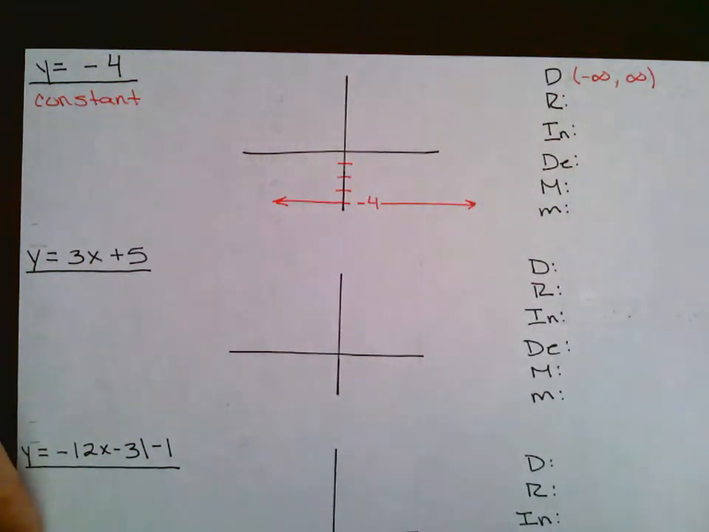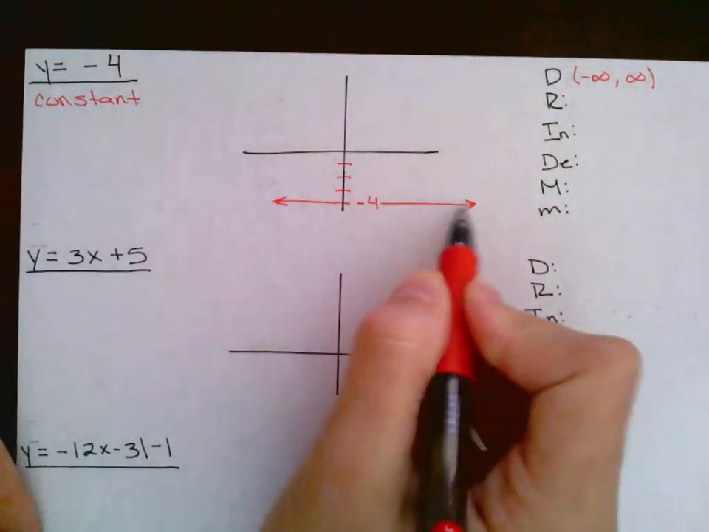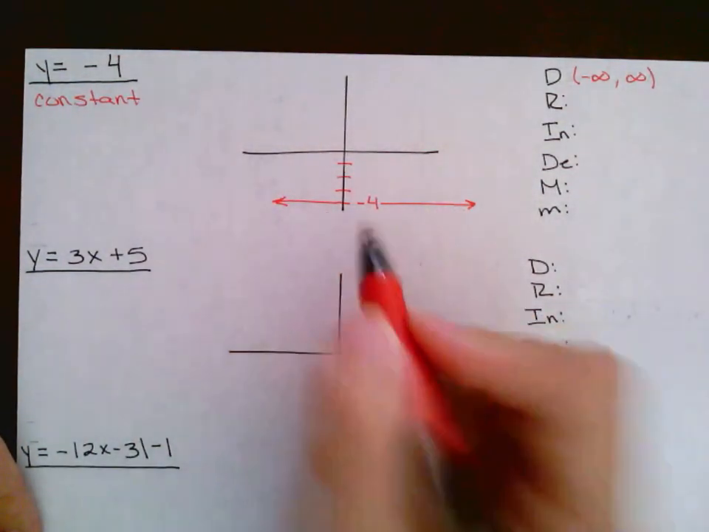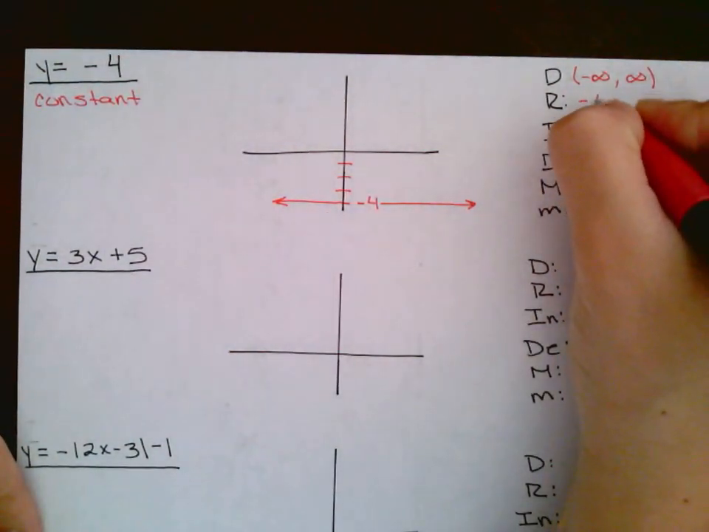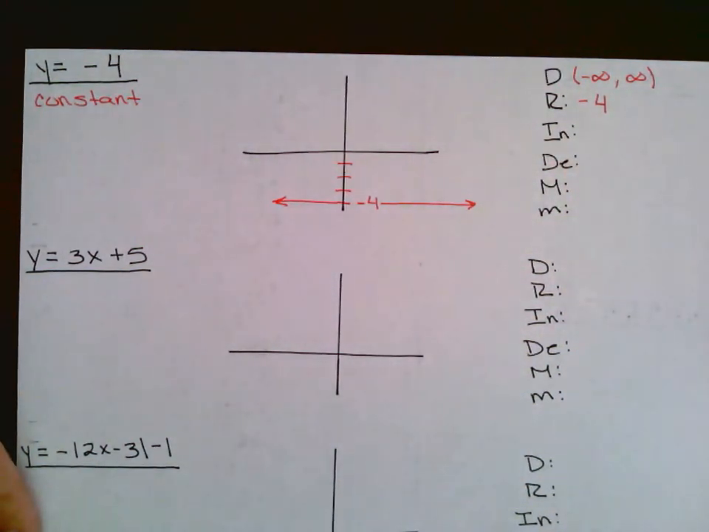Range, what is the lowest this goes, and what is the highest? Well, constant functions only exist at that one number. So this is the only scenario that for our range only exists at -4. Okay?